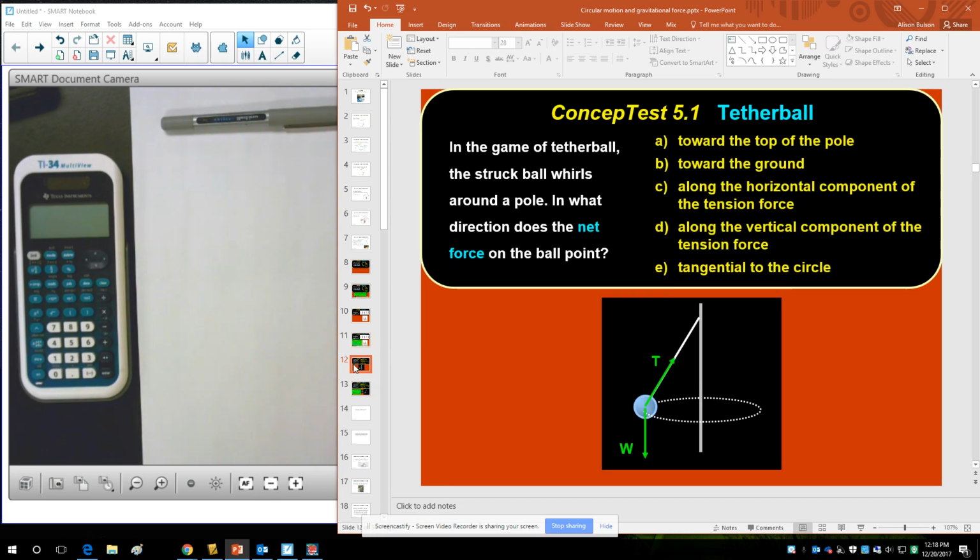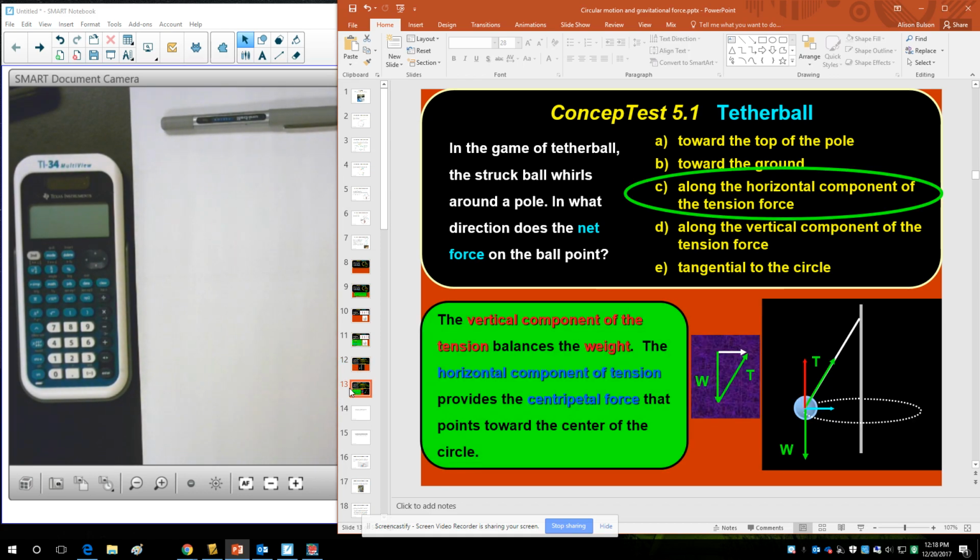In a game of tetherball, the struck ball whirls around a pole on a rope. In what direction does the net force point on the ball? Well, we expect the ball to stay in its horizontal circle.